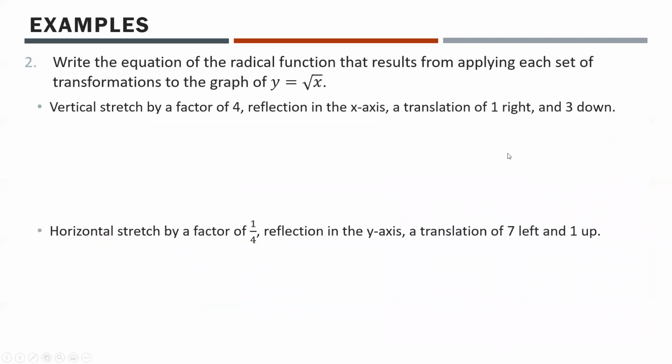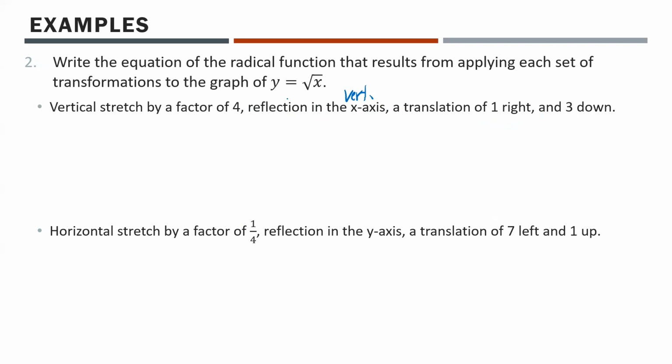Moving on, next page. Write the equation of the radical function that results from applying each set of transformations to the graph of this. So vertical stretch by a factor 4, reflection in the x-axis. Hold on, reflection in the x-axis, that's a vertical reflection. Translation of 1 right and then 3 down. So we want the equation here. So we want like actual equation notation.